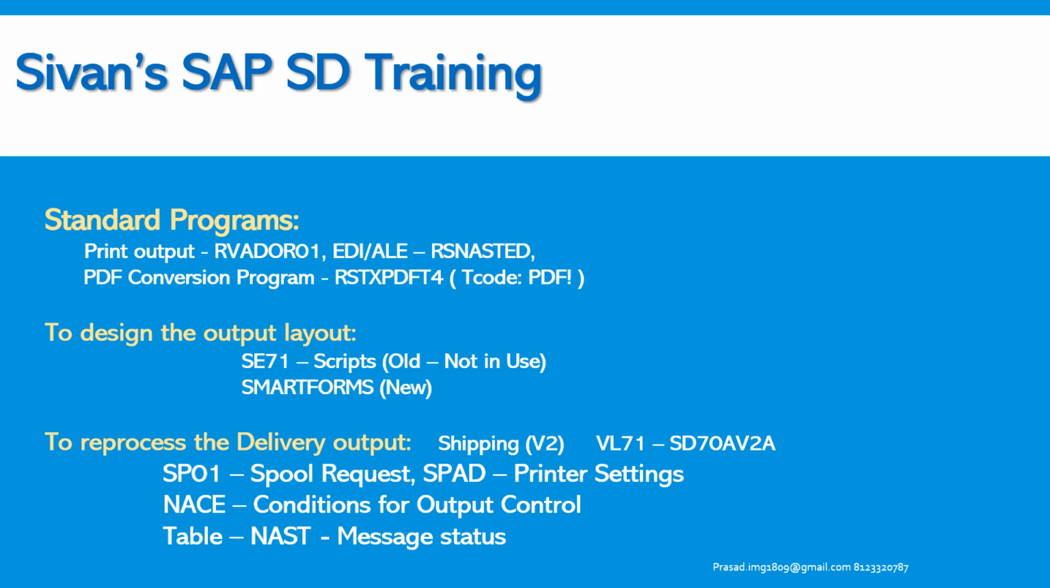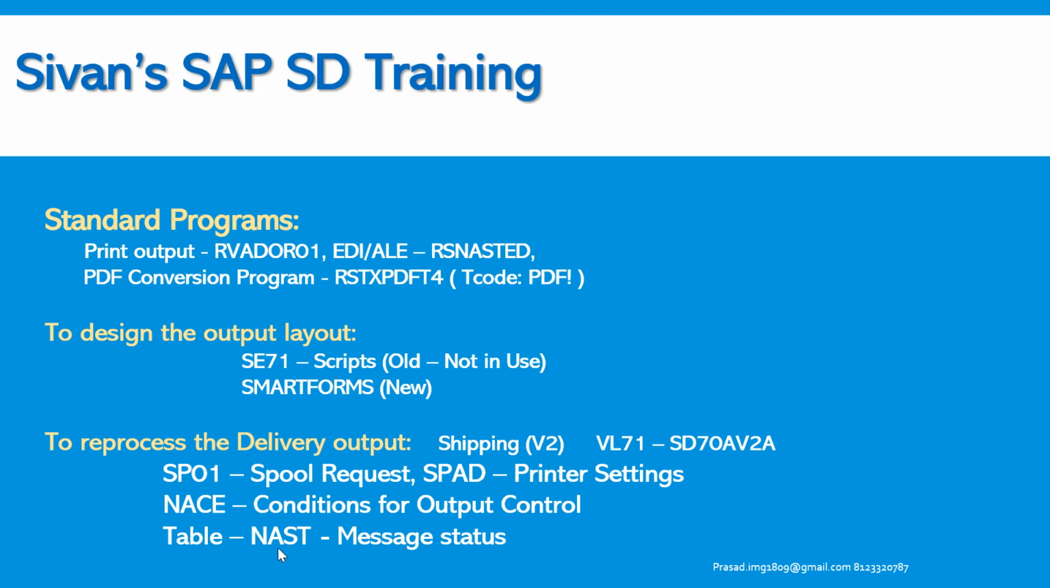SP01 to see the spool request; the printer settings will be done by the basis team. NACE transaction, which is the condition for output control, is totally maintained in a single transaction code where we can see all the output related information for each and every application. And the most important thing is the table NAST, message status.